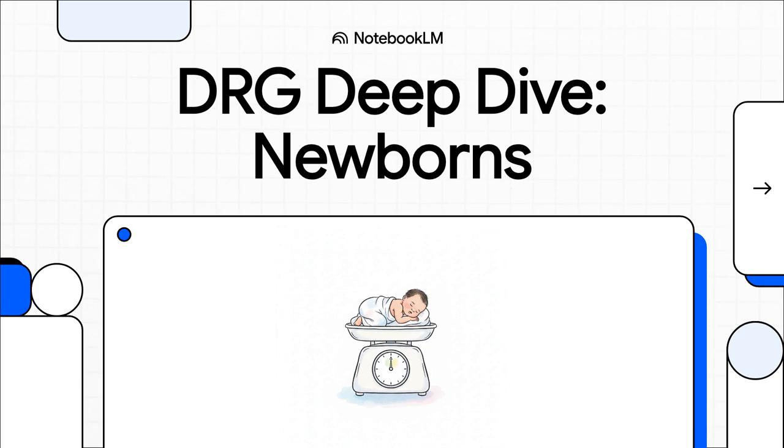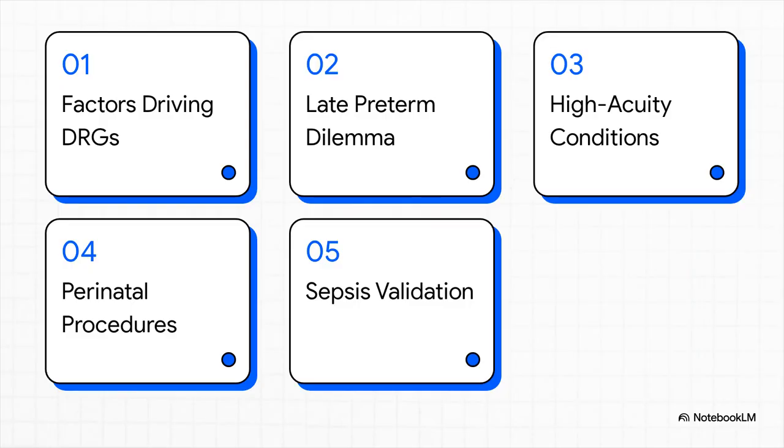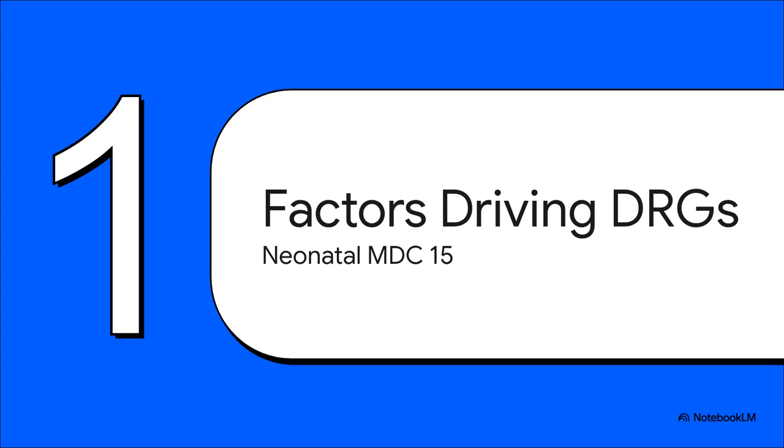Let's get started. Our agenda for today: 1. Factors driving neonatal DRGs. 2. The late preterm dilemma. 3. Meconium and high acuity conditions. 4. Perinatal procedure coding. And 5. Sepsis clinical validation.